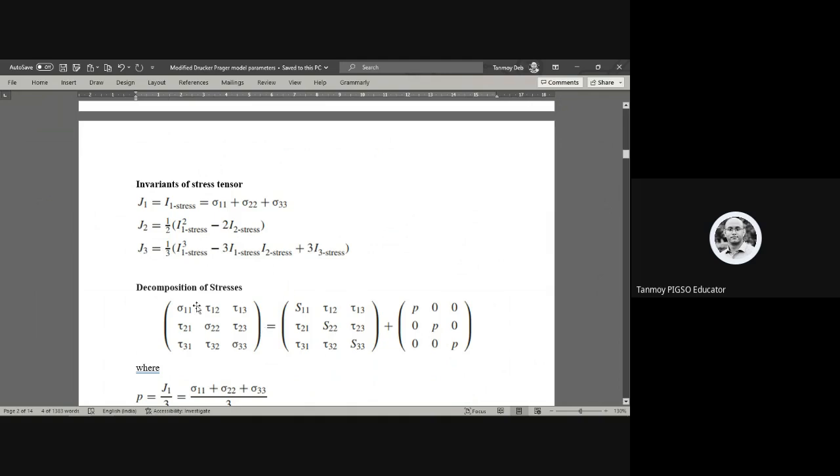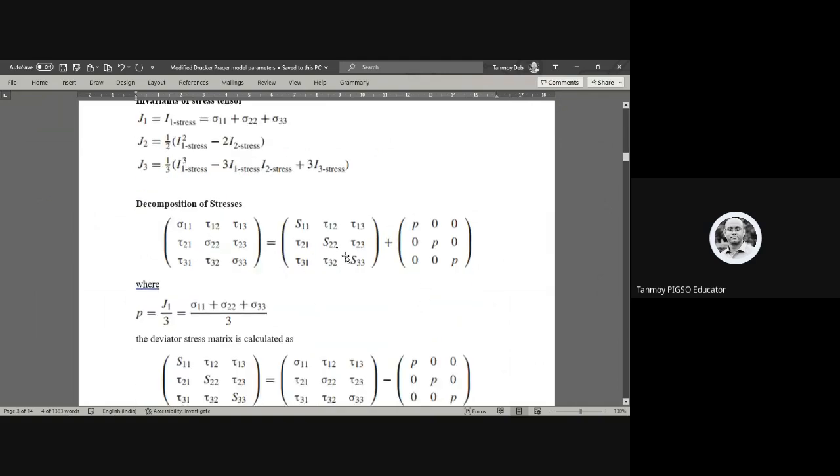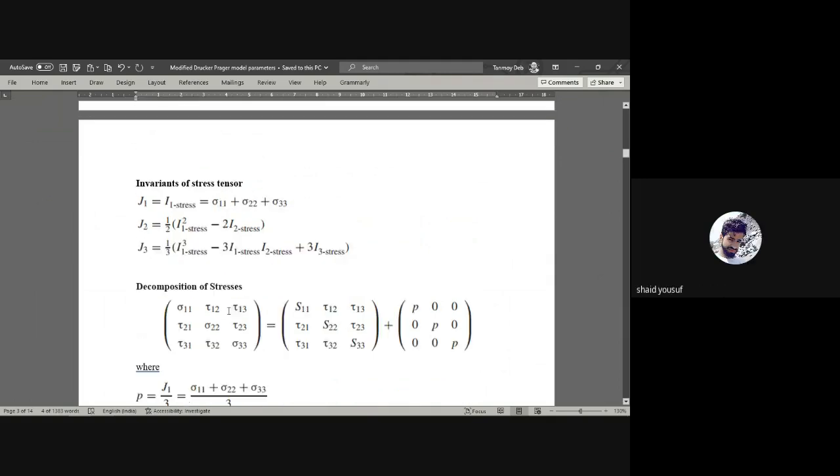So now, when we have an element that undergoes stress, we can decompose it. Suppose this is a stress matrix, so we can decompose it with reference to deviator stress and mean stress or hydrostatic stress. Sir, these J1, J2, J3 are like deviatoric stress invariants.